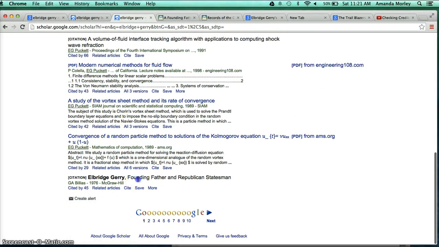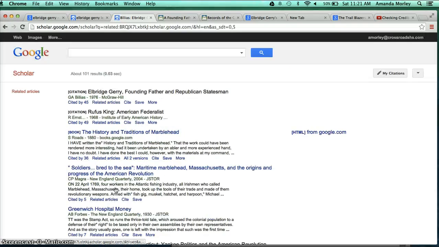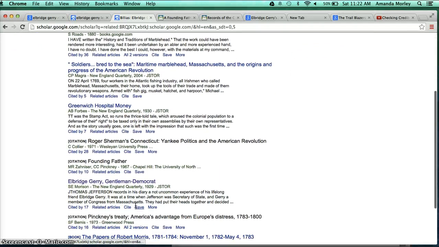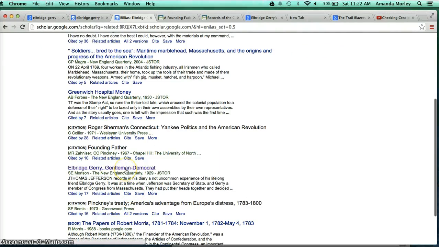Oh, look, there's a citation. Oh, but that's just something that other people cited. I could click on related articles. History and traditions. None of this is looking super significant to me right now. Something that actually has his name in the title, Gentleman Democrat.